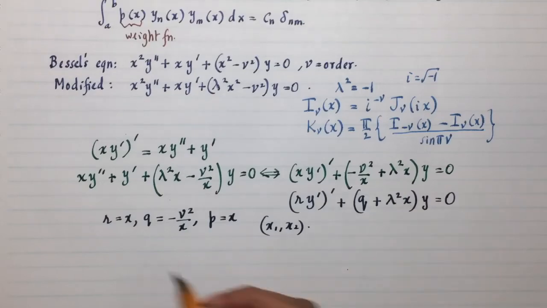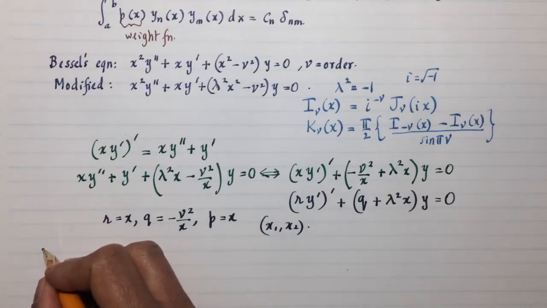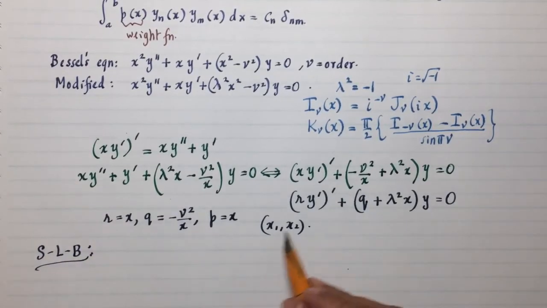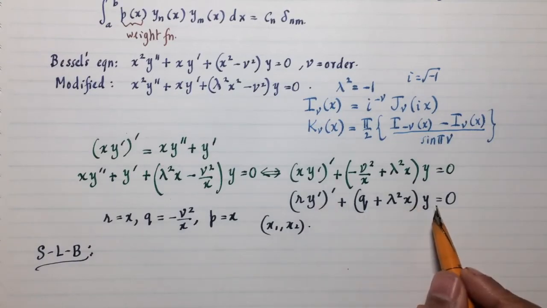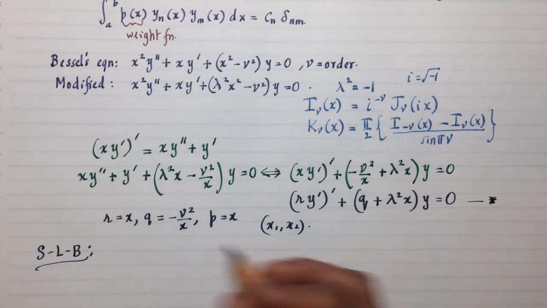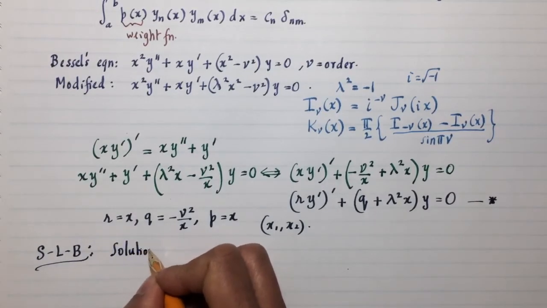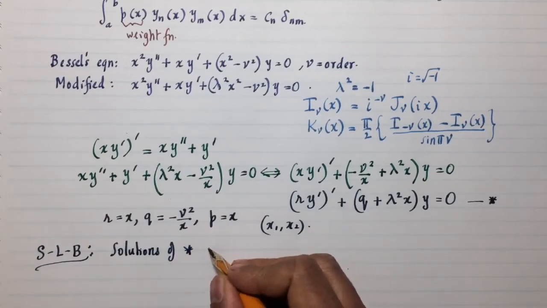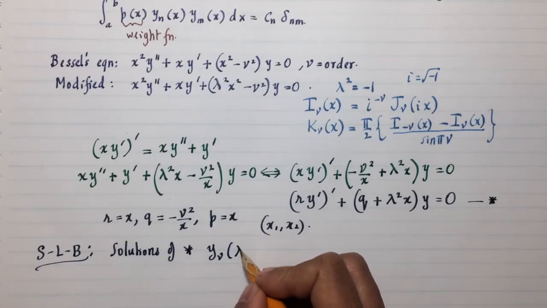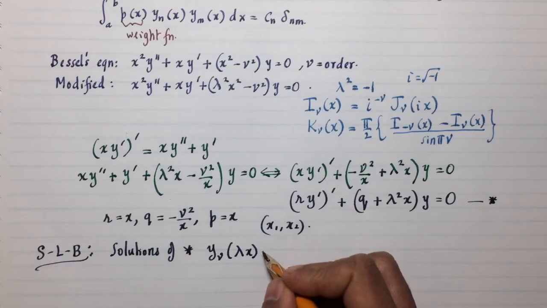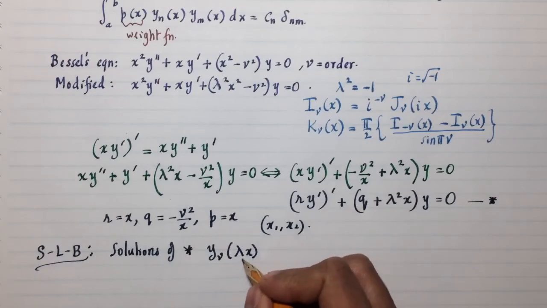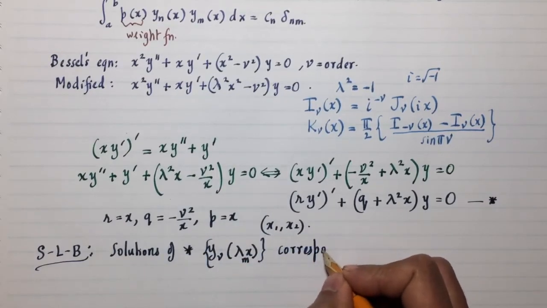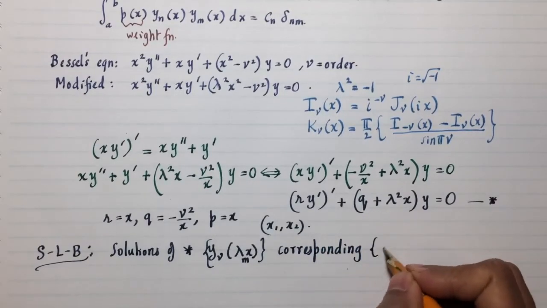So because of the fact that we have a lambda squared there, if you want to write the Sturm-Liouville-Bessel theorem statement, it's going to be: the solutions of this particular equation, which I'll call star, so the solutions of star, which are given as y nu of lambda sub m x, corresponding to the eigenvalue spectrum lambda m.